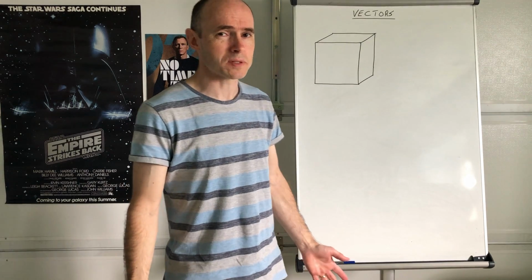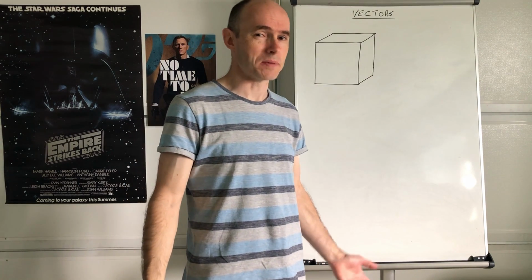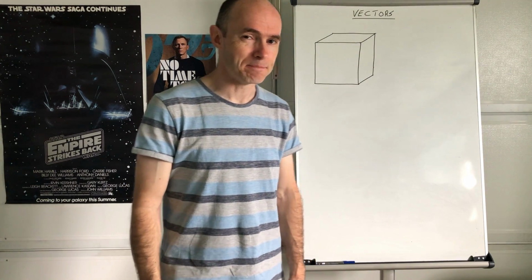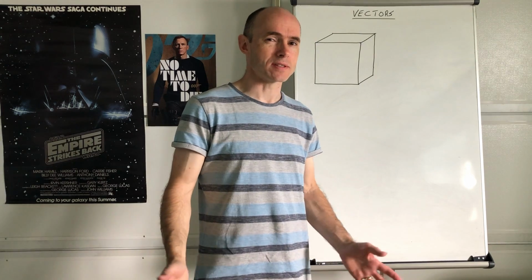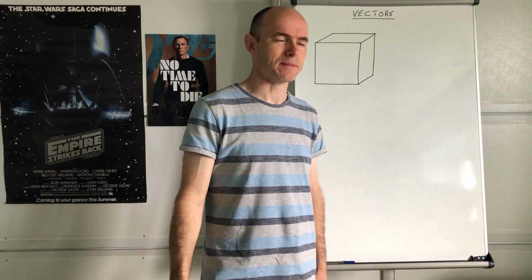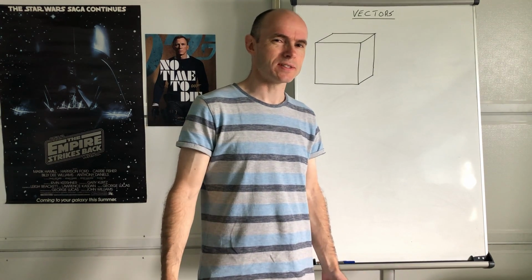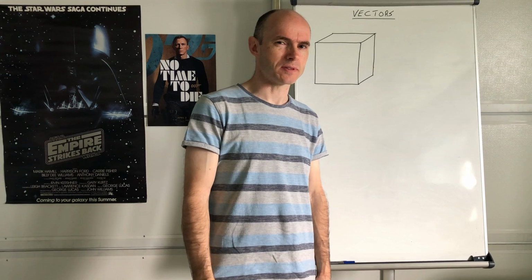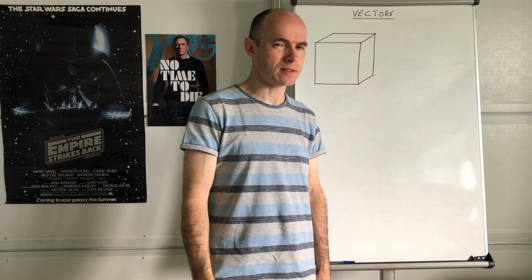Now my next example sounds really hard, and I've chosen this one because it does sound hard. But once you see the solution, you think, oh yeah, I can do that. So the question is, how do you prove that the diagonals of a cube intersect each other?